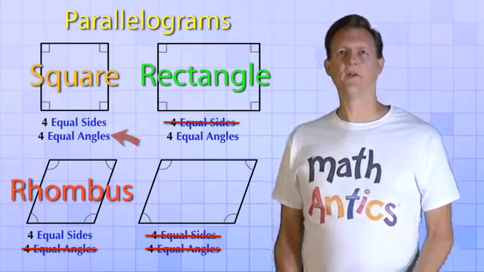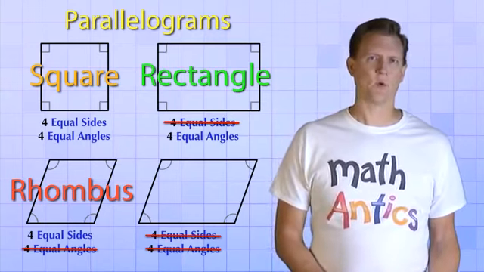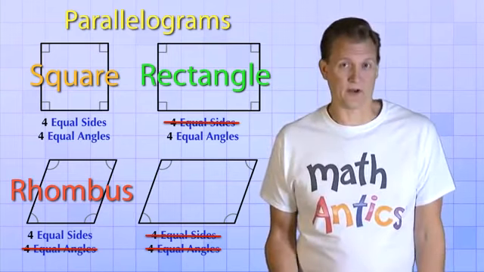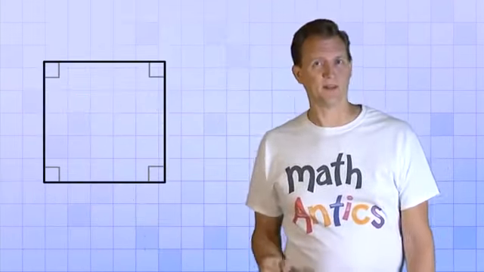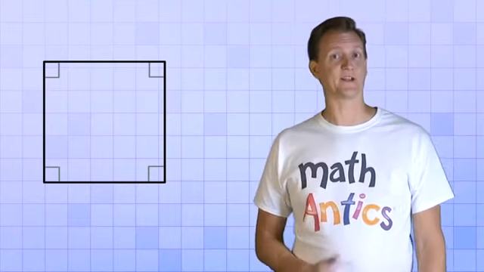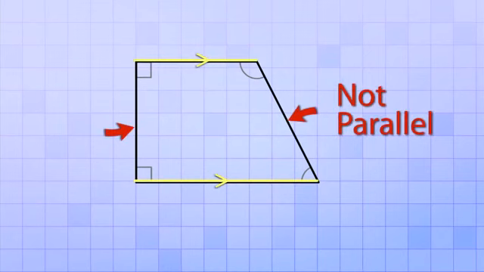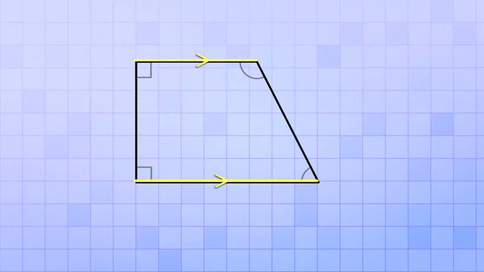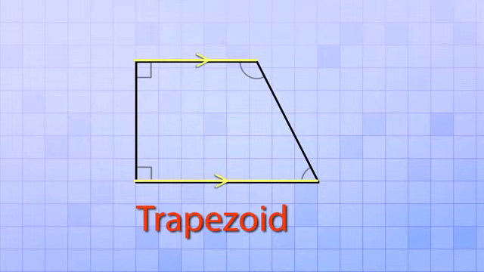Okay then, if all the quadrilaterals we've seen so far are examples of parallelograms, what's an example that's not a parallelogram? Well, to see one, let's start over with our square again. But this time, we're going to change it by moving just one of its vertices, like so. Now, one of the pairs of sides is still parallel, but the other is not. And a quadrilateral that has only one pair of parallel sides is called a trapezoid.